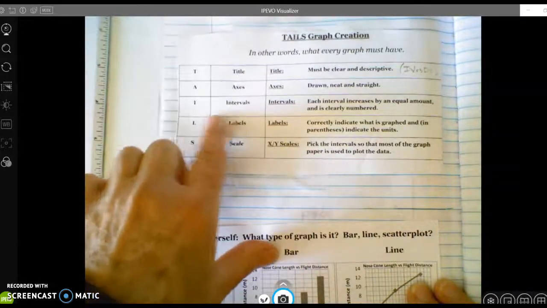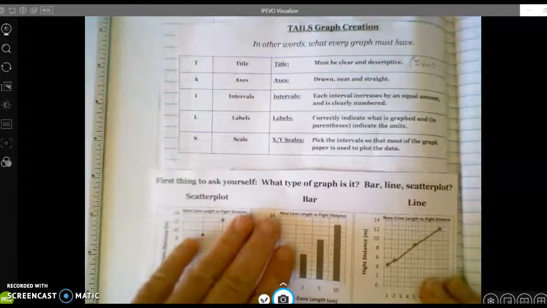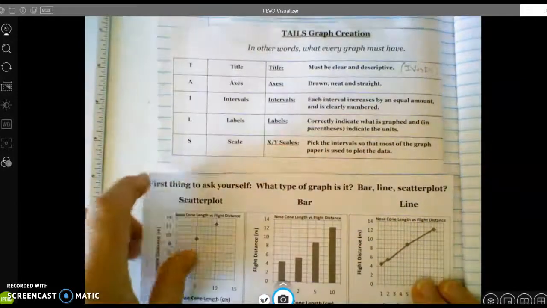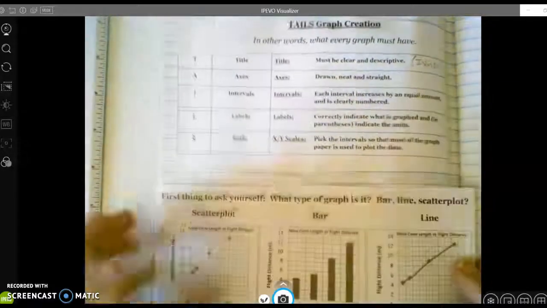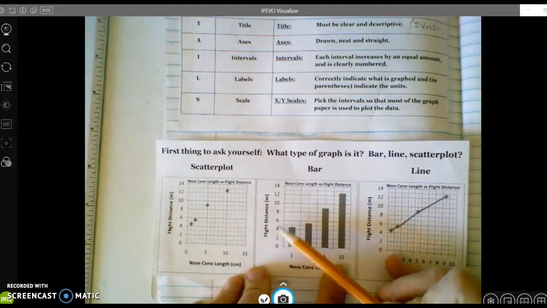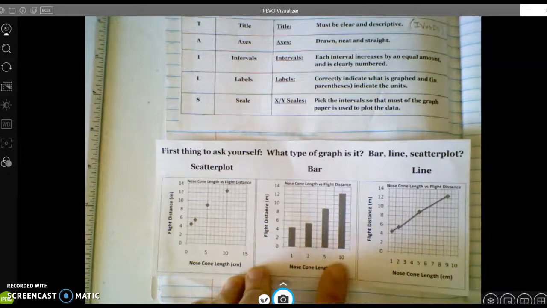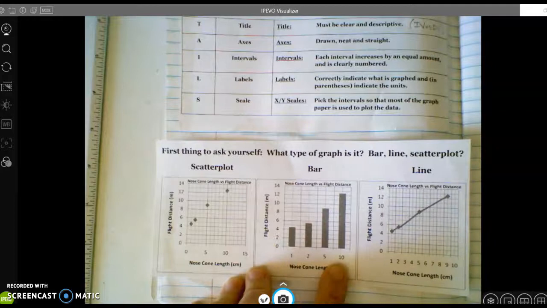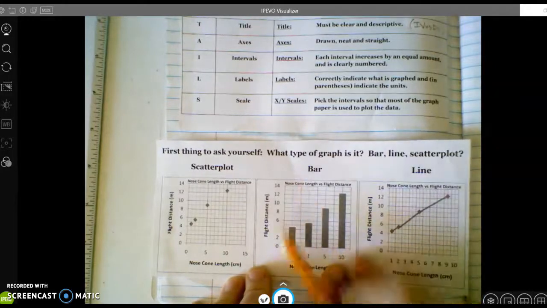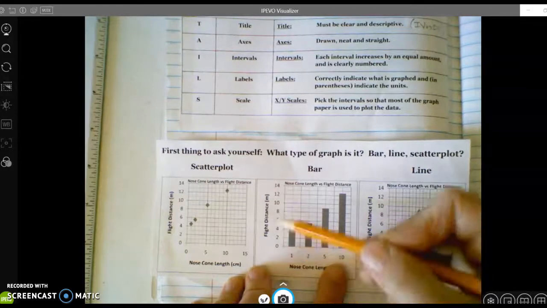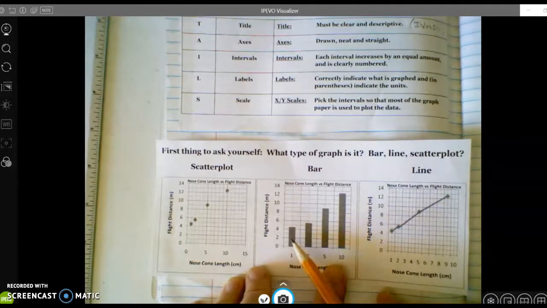The intervals: each interval increases by an equal amount and is clearly numbered. So if you look at the example here, they're going by 2: 2, 4, 6, 8, 10. You want to make sure it's not 2, then 5, then 9, and 17. You want to make them clear, so either by 1s or by 2s, something that makes sense for your data, and that they're equal amounts and clearly numbered.